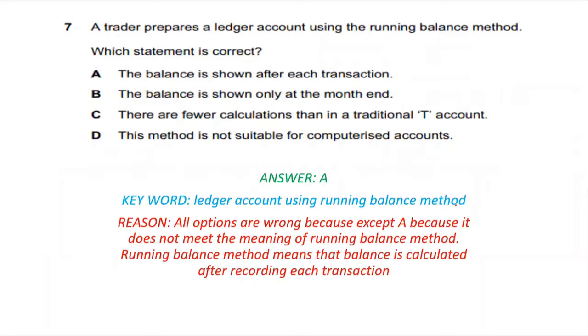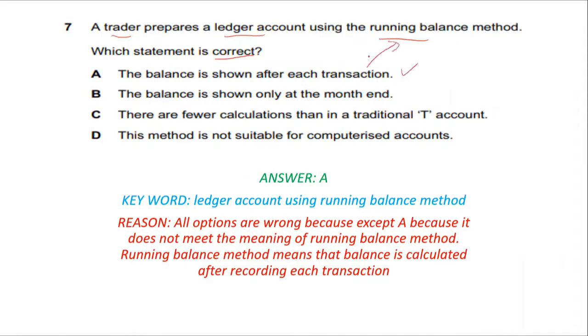Multiple choice 7. A trader prepares a ledger account using the running balance method. Now you need to understand what running balance method is, right? That is a very key term here, and it's asking which statement is correct. Running balance method is basically that the totals are calculated after each and every transaction. That's what running balance method means. So the balance is shown after each transaction.